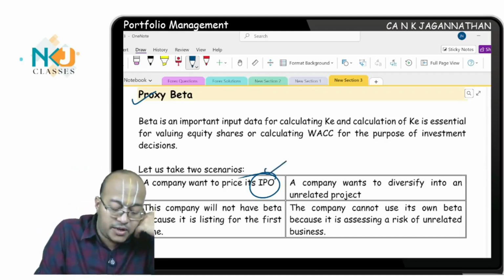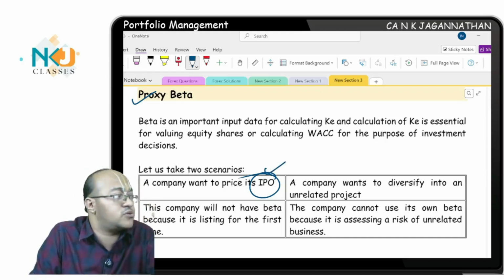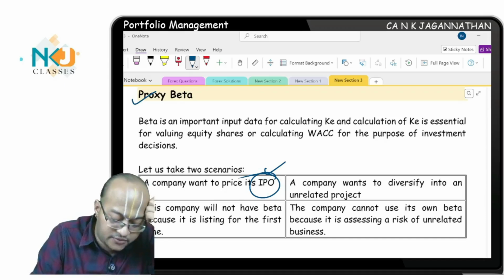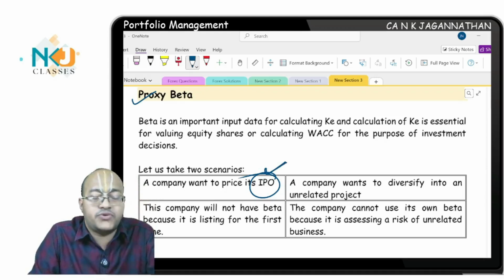Now, when it comes to an IPO, when the company is getting listed for the first time, how can you see the variability in stock price? You can never analyze it. Are you understanding? Therefore, this is one situation where beta will not be available of its own.